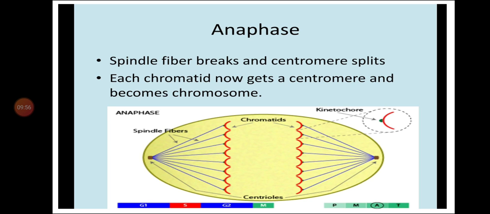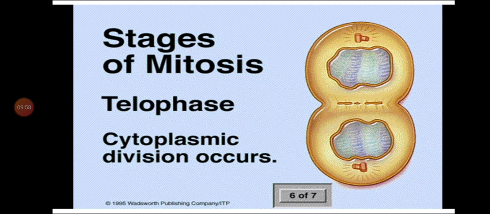And the next and the last stage of mitosis, in that karyokinesis, is telophase. In telophase, what happens? Cytoplasmic division occurs at the end. This is the final stage of karyokinesis.